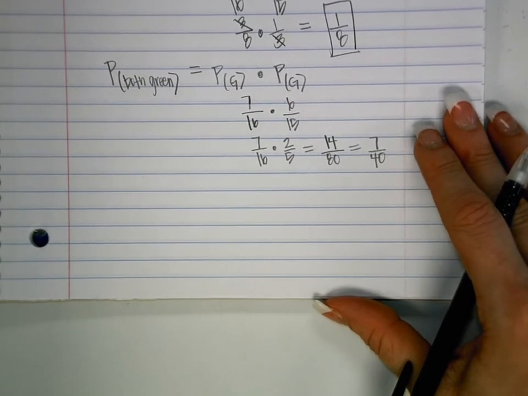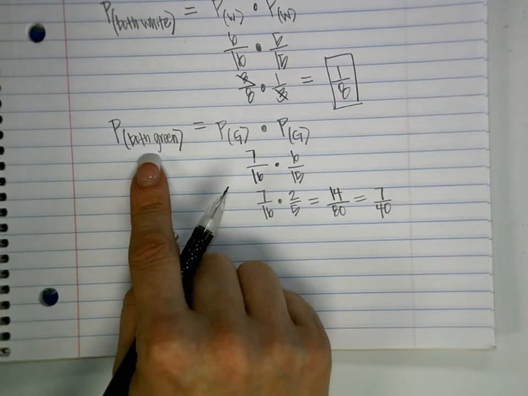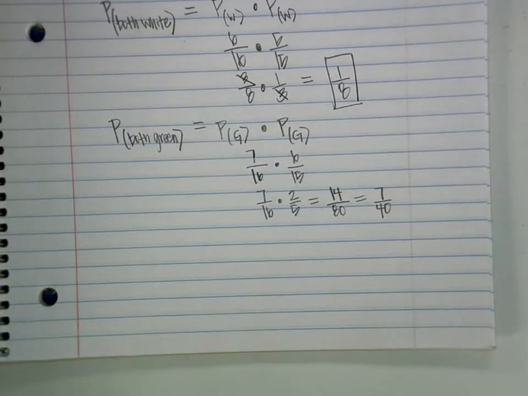Okay, do we have questions so far? So how do we know if it's and or or? Well, it says both green. So does that say the word or? No. So by default, it's an and. If they're both green, that means the first one's green and the second one's green. So you have to use some kind of critical thinking there.